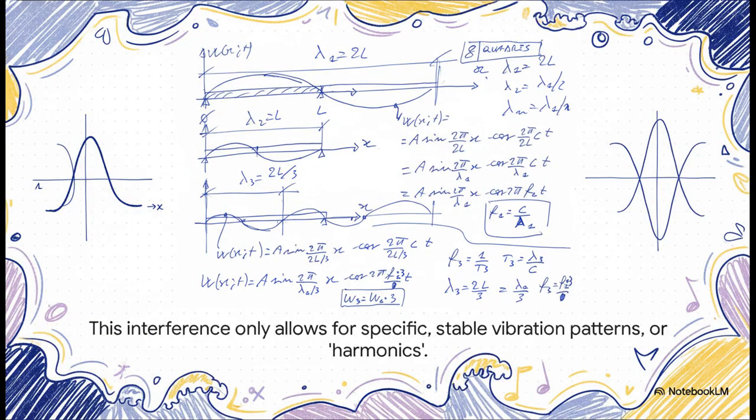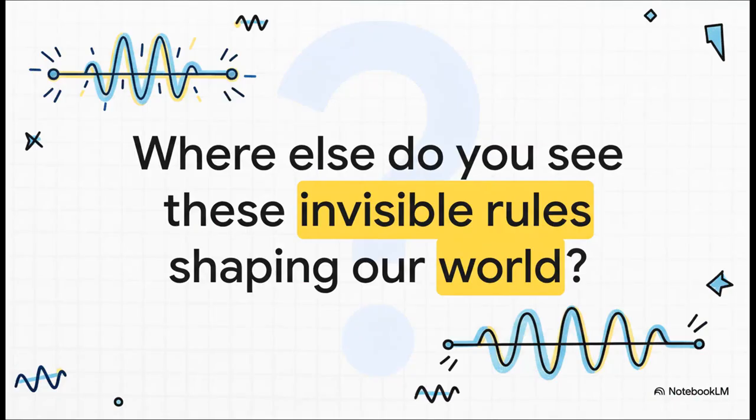And here's the really mind-blowing part. For this stable pattern to even exist, the length of the cable has to be a perfect multiple of the wave's half wavelength. That means only very specific frequencies, or harmonics, are even allowed to exist on that string. This is the fundamental reason a guitar string plays a clear musical note, instead of just a bunch of random noise. So isn't that incredible?